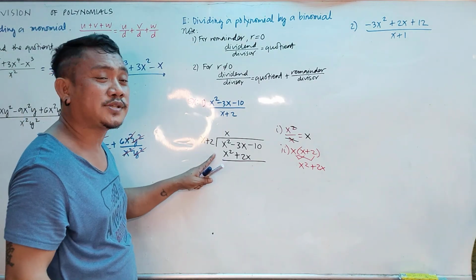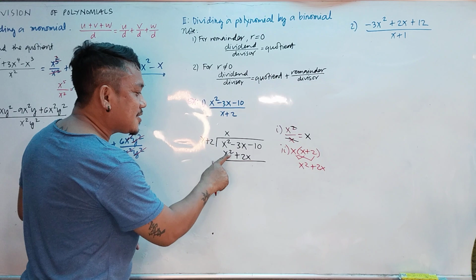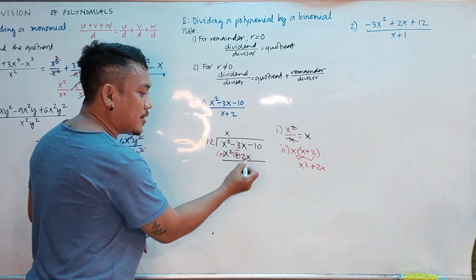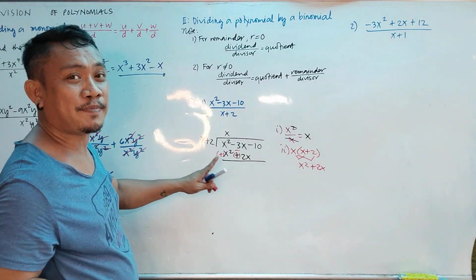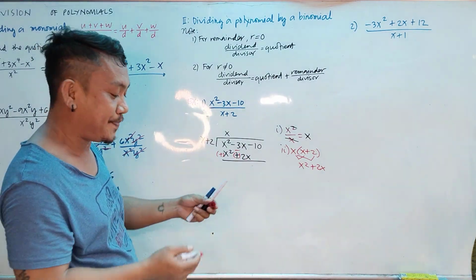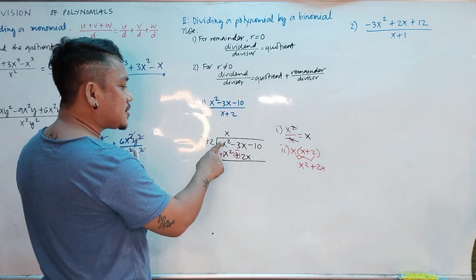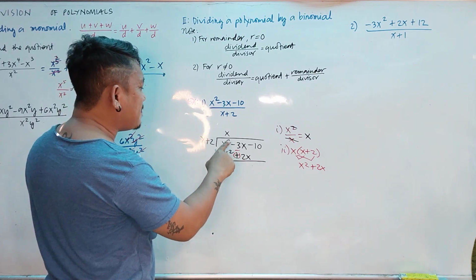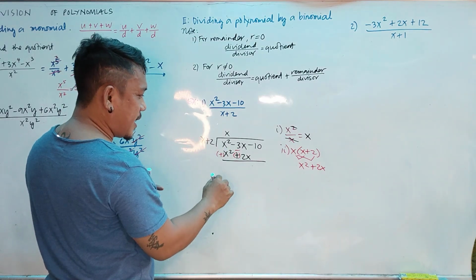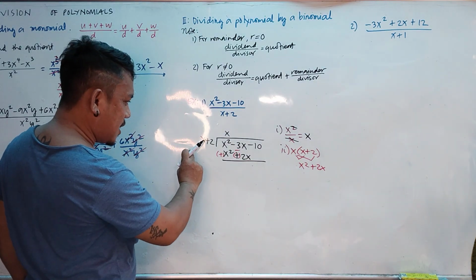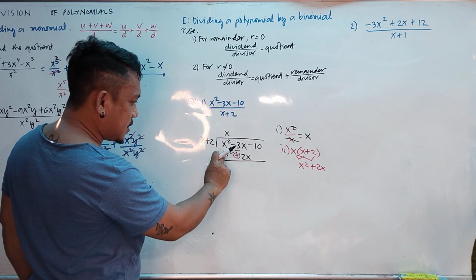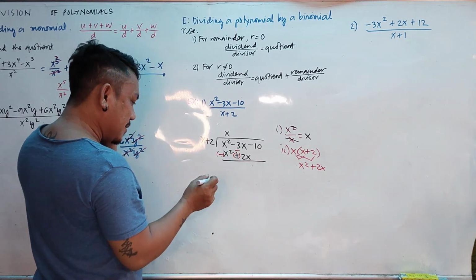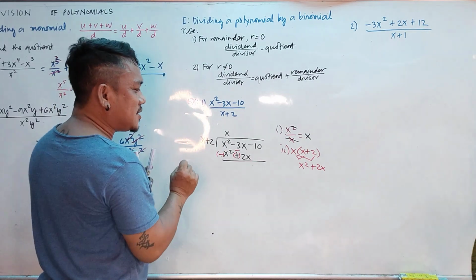So, we knew that we need to subtract this. So, this x squared, the sign will change, and this plus will become minus. Now, x squared minus x squared, you have 0, right? X squared minus x squared, 0.